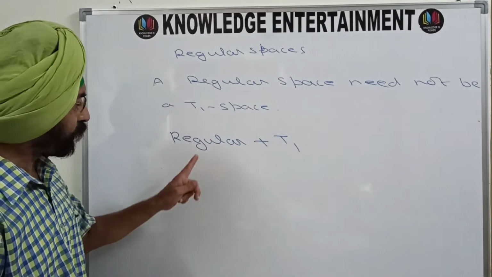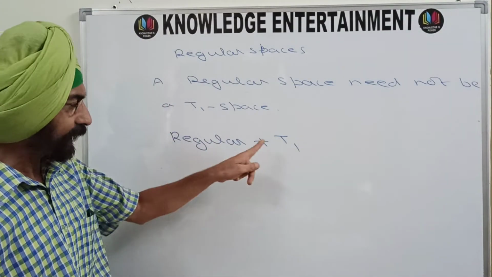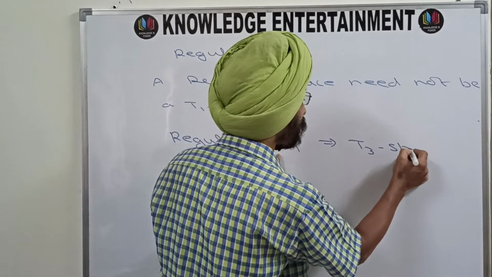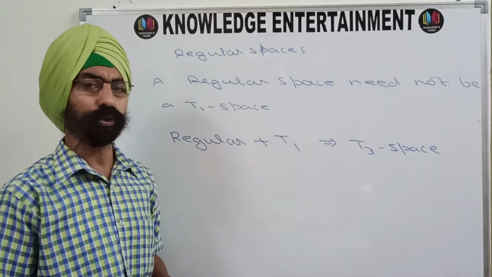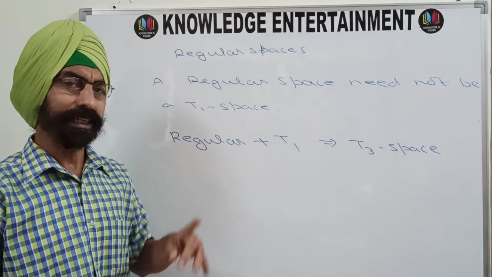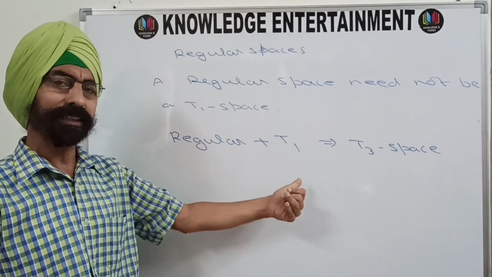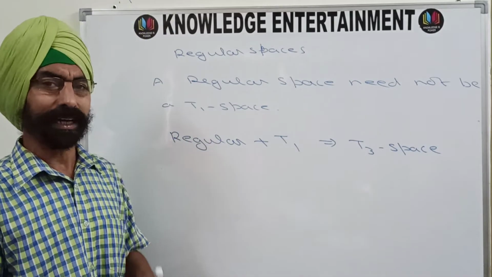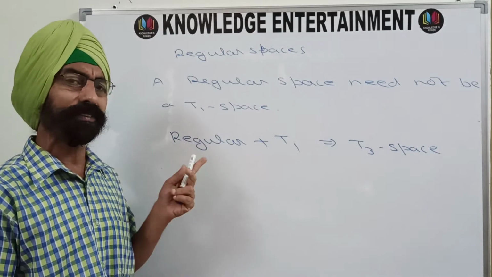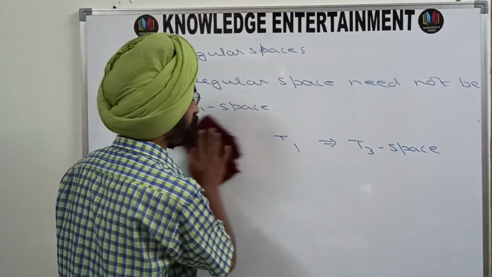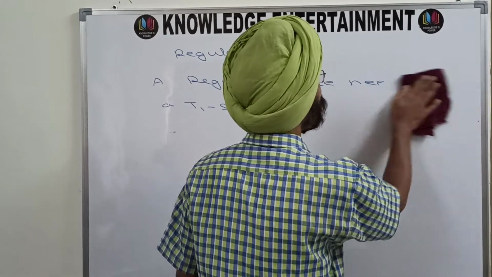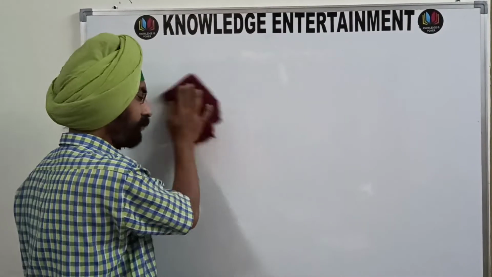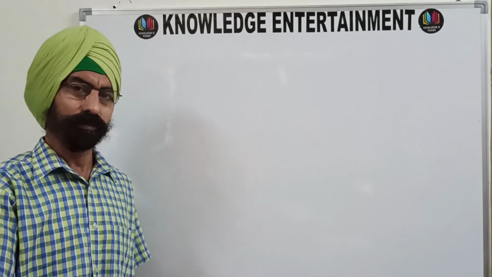If a topological space is regular and is also T1, then we say that it is a T3 space. So for a topological space to be a T3 space, it must be regular as well as T1. So this is the definition of a T3 space. Earlier we defined regular spaces, and now I have defined T3 spaces. So I'll just move on to one or two short theorems and then I'll stop the video, and then we'll move on to the next topic.